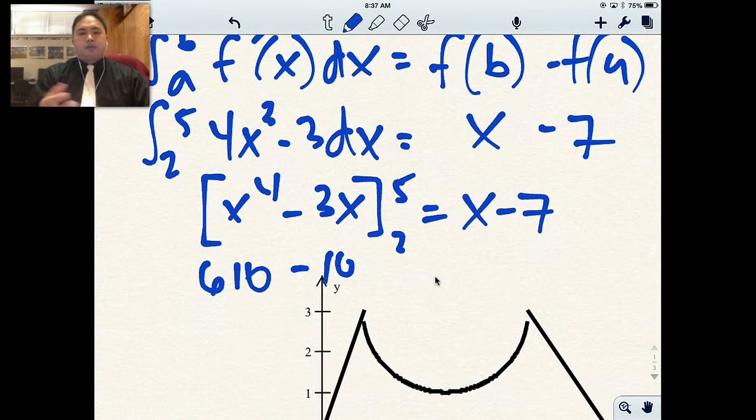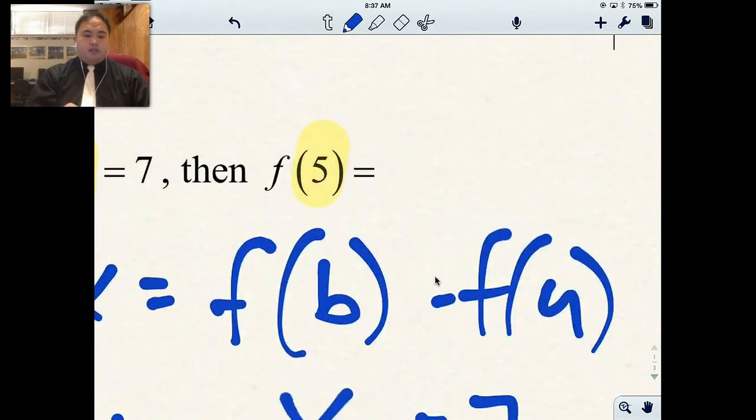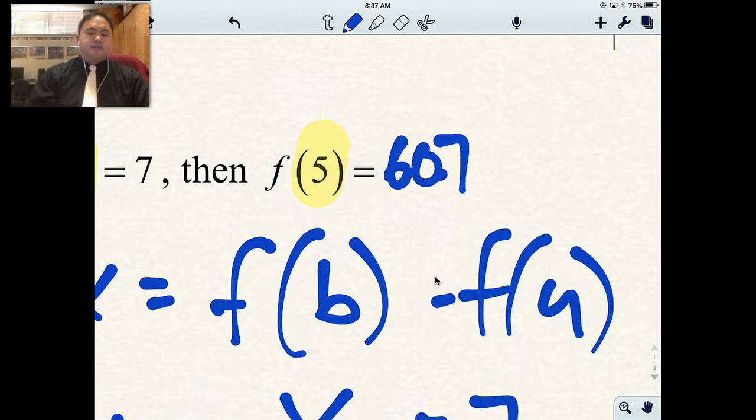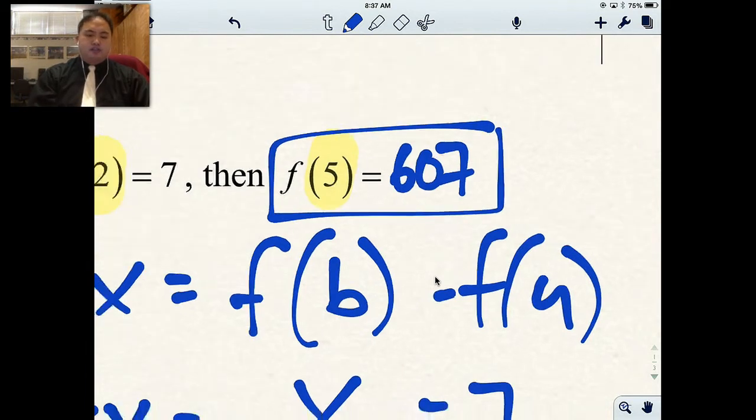Then from here, it's just algebra. 610 minus 10 is 600, which equals x minus 7. Then I add 7 to both sides. 607 equals x. Again, the question didn't ask for x. If I go back to the problem, it asked for f of 5. Remember, I'm looking for f of 5. So f of 5 is 607. So application number 1, if I give you a derivative and I'm looking for an original value, I can use the first fundamental theorem of calculus.